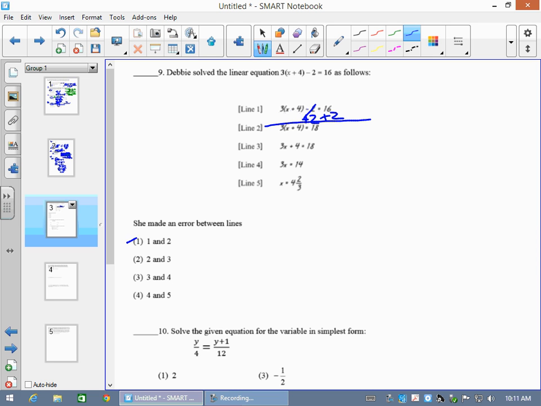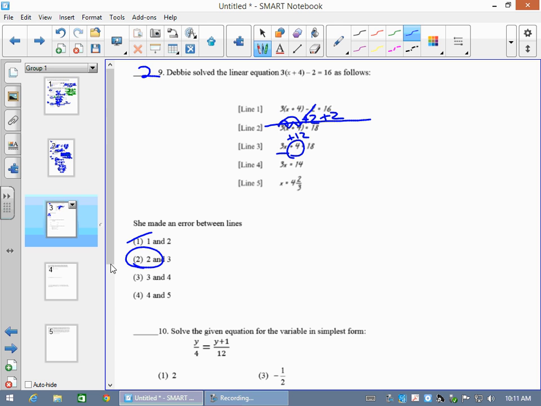Now let's look between line 2 and line 3. Well, it looks like the person tried to distribute. So 3 times x gives me 3x, so that's good. But 3 times 4, the problem occurred right here, because that should have been a positive 12. So the error occurred between lines 2 and 3, so the answer to number 9 is choice 2.